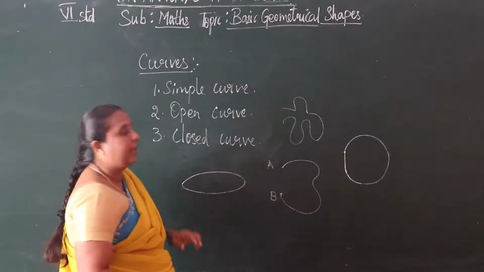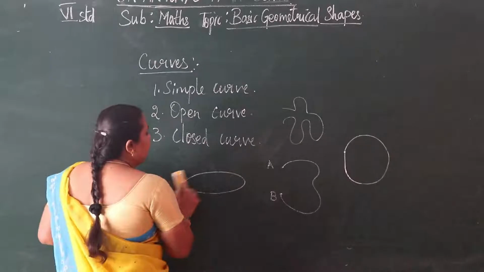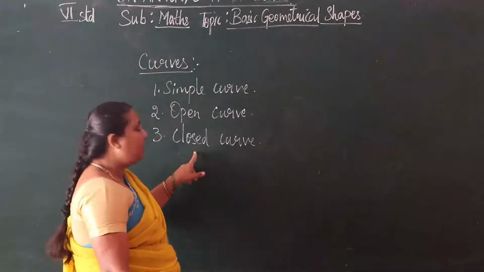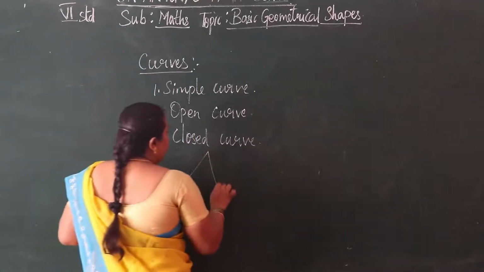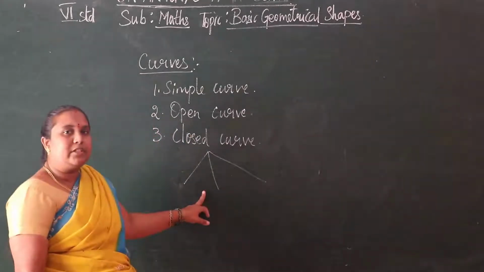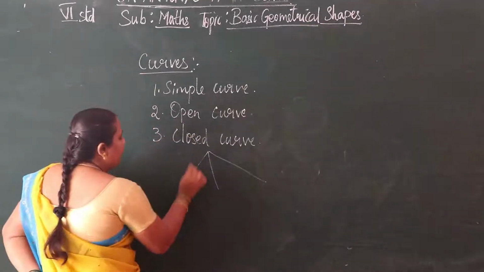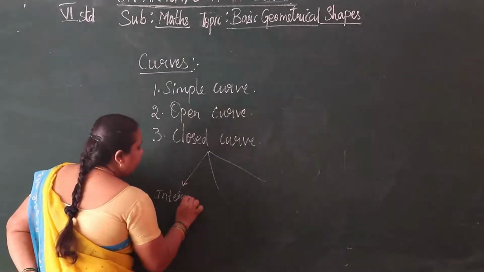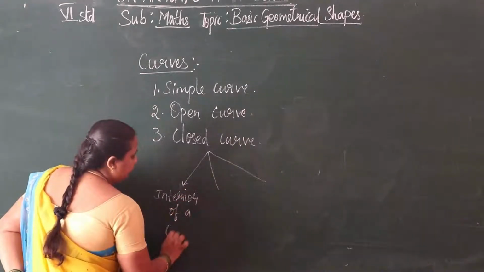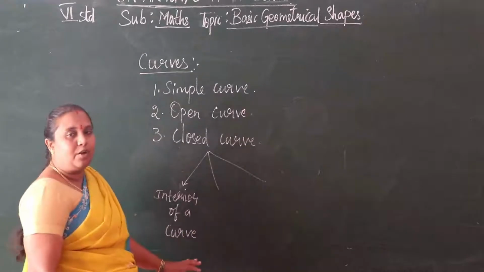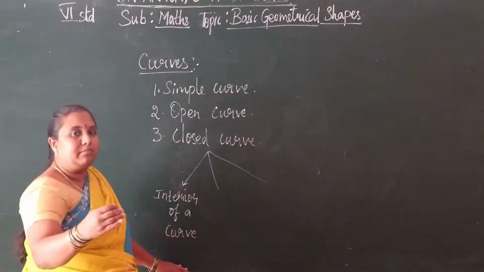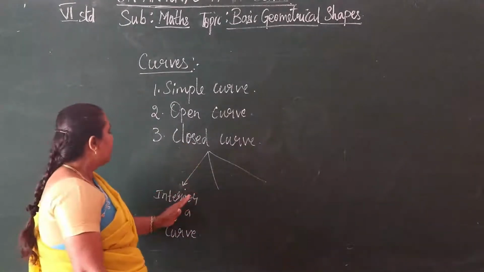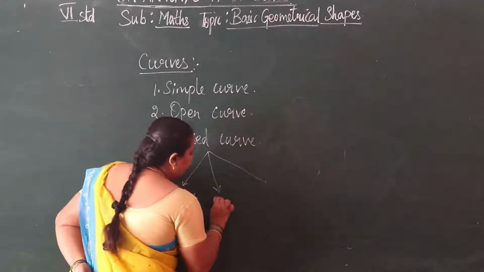Okay, children. Now we move on to another topic: a closed curve has 3 subdivisions. What are those? Let us learn now. What are the 3 subdivisions of a closed curve? See, first one, interior of a curve. If we have a closed boundary, a closed curve, in that we have the interior of that curve. Then we move on to the exterior of a curve.